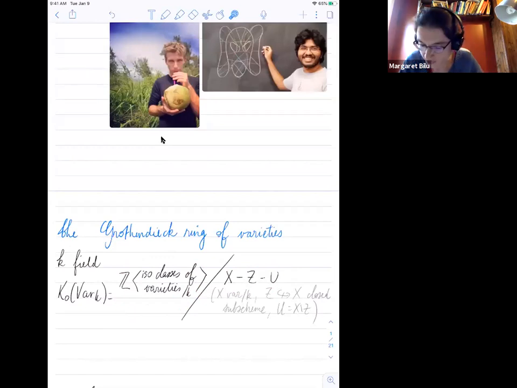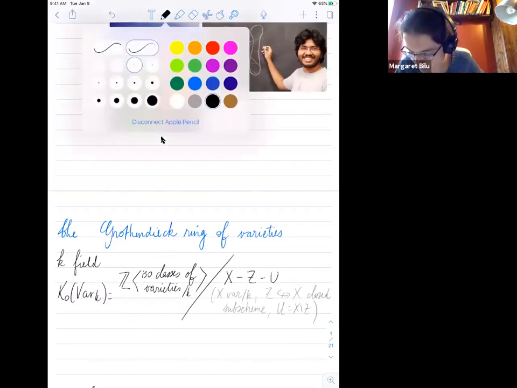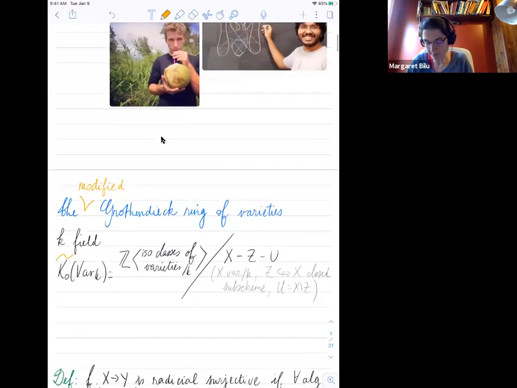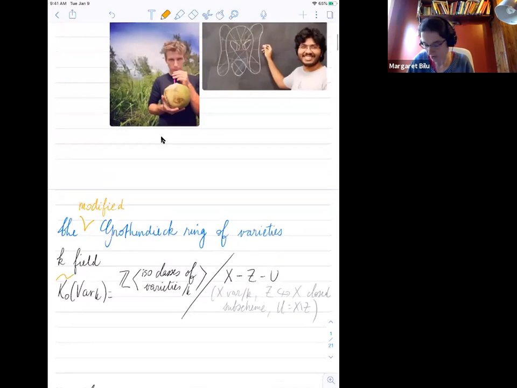But in fact, today we're going to use a slightly modified version of that ring. So I'm going to call this the modified Grothendieck ring of varieties, K0 tilde. And so I'm just going to add a bunch of relations, and the relations are the following. I want to identify two classes, two varieties X and Y, whenever there is a morphism from X to Y which is what we call radicial surjective.